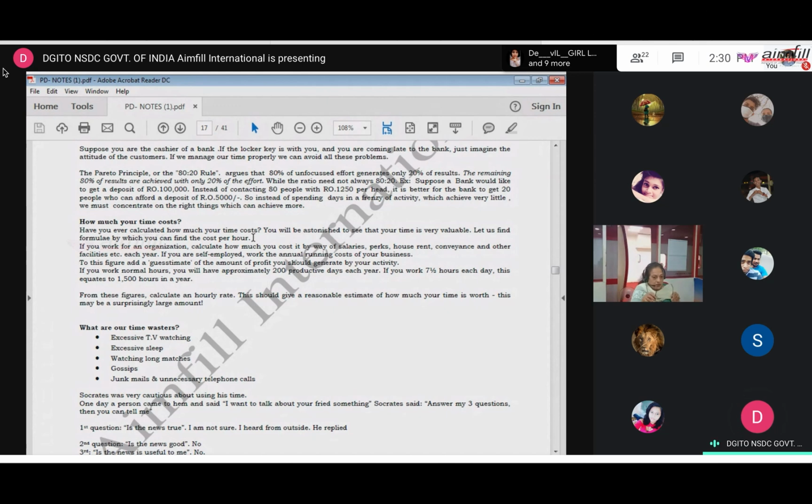Suppose you're getting 50,000 rupees monthly. What will be your annual salary? 50,000 into 12 months, correct? So that will be 6 lakhs. If you join the airline, this would be your salary minimum. So write 50,000 multiplied by 12 gives you 6 lakhs.